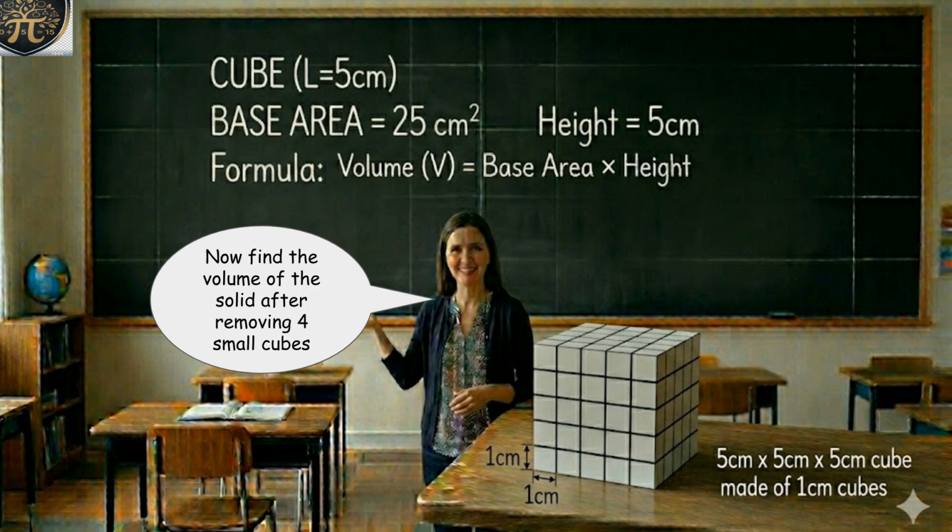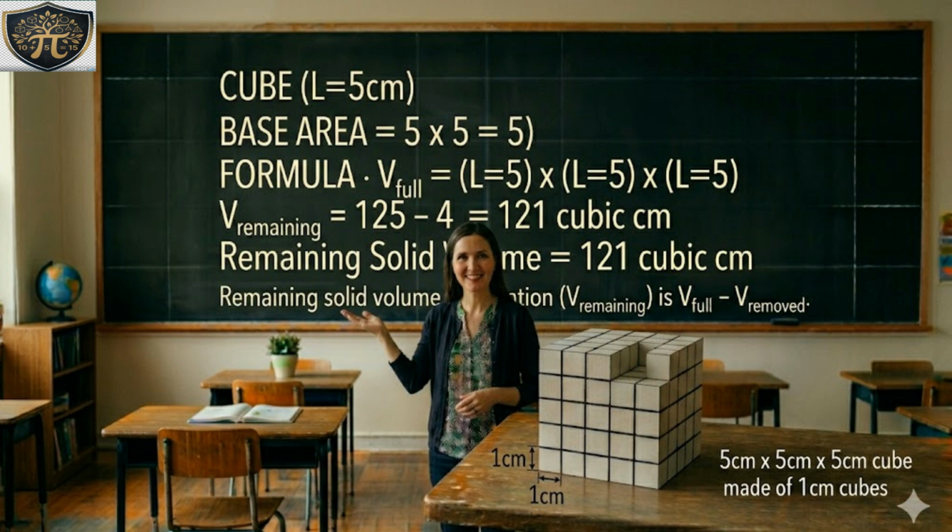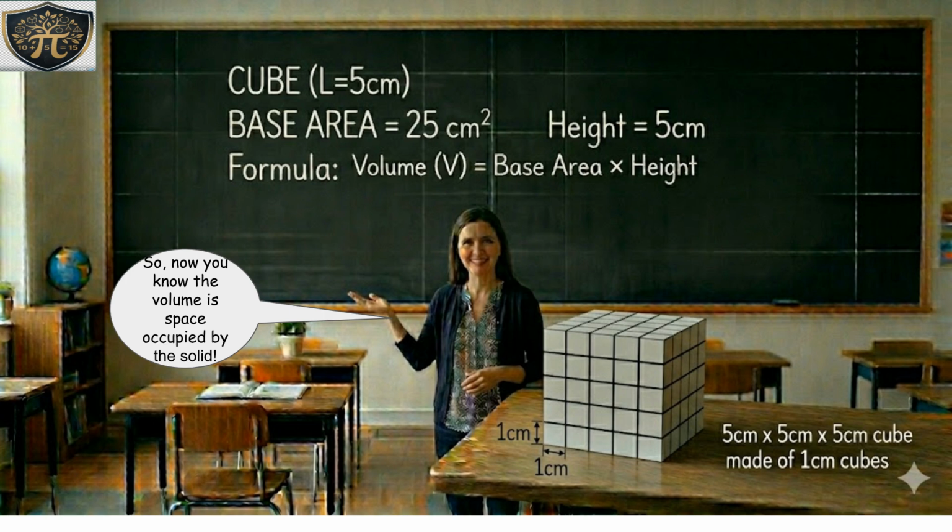What happens if we remove 4 of the small 1 centimeter cubes from the corners of the top layer? Find the volume of the remaining solid. Let's observe the remaining solid. Look at the working to find the new volume. The volume of the big cube was 125 cubic centimeters. The volume of the 4 small cubes removed is 4 times 1 cubic centimeter, which is 4 cubic centimeters. Therefore, the volume of the remaining solid is 125 minus 4, which is 121 cubic centimeters.